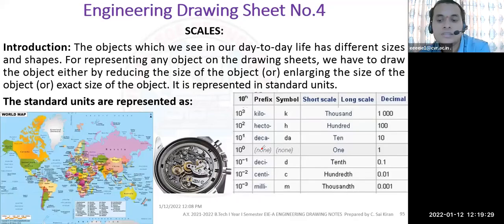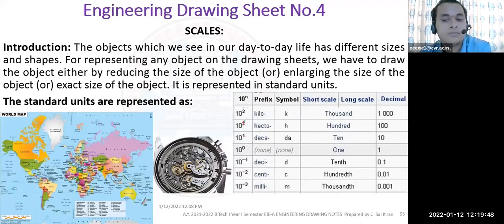If you see, this is my standard 10 to the power of 0, which is 1. If I want to make 10 to the power of 1, it is called deca. Similarly, if you consider 10 years, we call it a decade. A decade is nothing but 10 to the power of 1. For 1 year, I'm multiplying it by 10, then it becomes a decade.